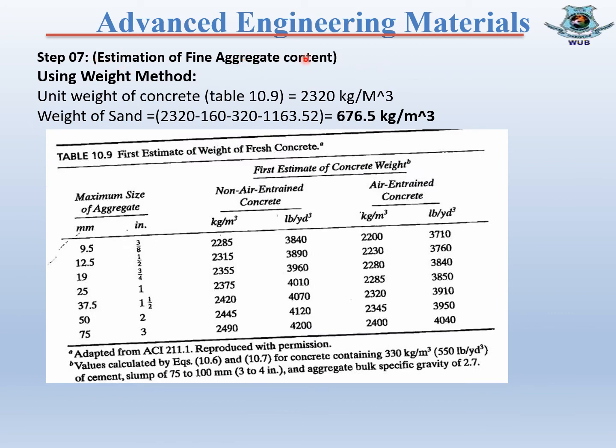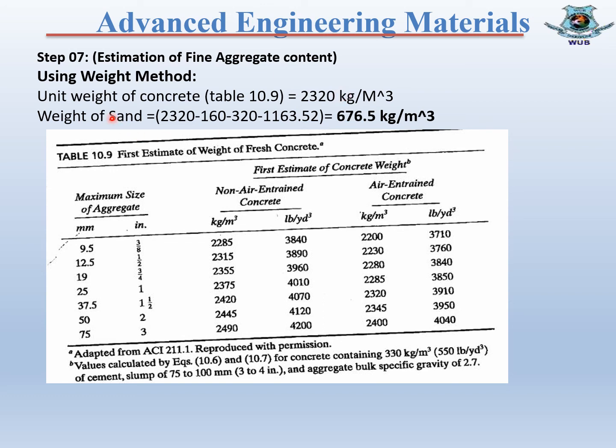Estimation of fine aggregate content. To calculate the fine aggregate content, first we have to know the unit weight of concrete, and using this table we can know the unit weight of concrete. Here these are the maximum aggregate size and these are the weight of concrete, and this is for non-air entrained concrete and this is for air entrained concrete. As our maximum aggregate size is 37.5, we will search in this row, and as our concrete is air entrained concrete, this is our specified weight of concrete. So we can write the unit weight of concrete is 2320 kg per meter cube.